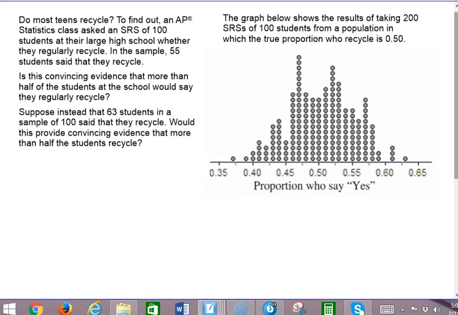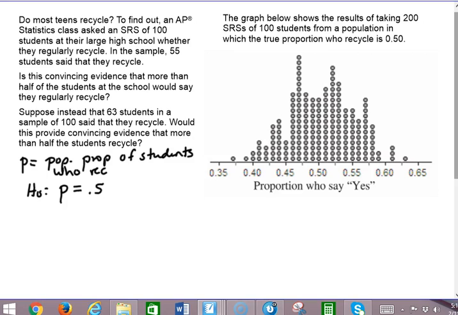If we're trying to find out, that's going to be our alternate hypothesis. Our null hypothesis is just going to be that the proportion of students who recycle is 50%. So p equals the population proportion of students who regularly recycle at this high school. Remember, that's the p-naught value.